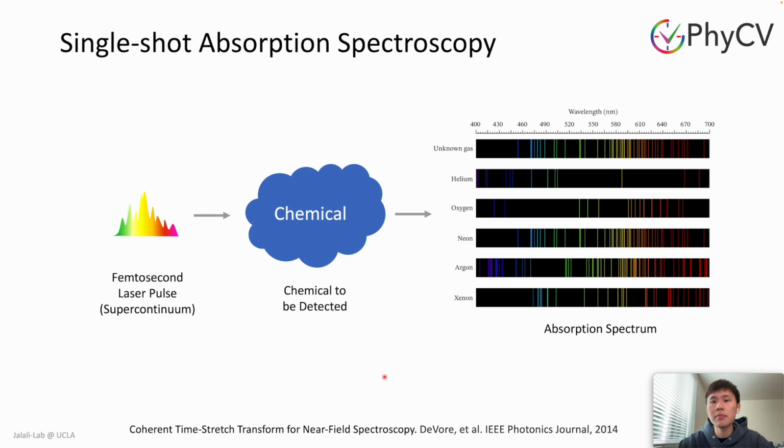It is actually motivated by our own observations from experiments. In the 2014 paper from our lab, we developed single-shot absorption spectroscopy using photonic time stretch. By injecting a femtosecond laser pulse into the chemical, we can observe the absorption spectrum in a single shot. This is useful for real-time monitoring of chemistry that occurs over short time scales, for example, in the study and optimization of combustion.